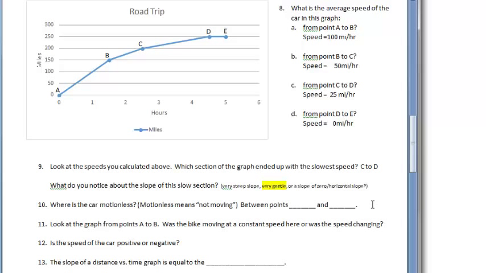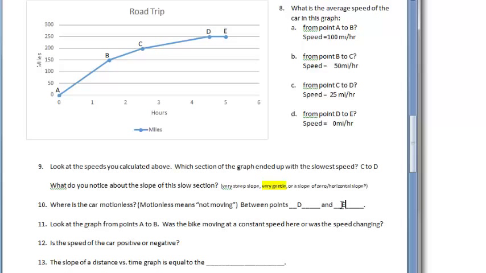The next question asks us where the car was motionless. Motionless means not moving. So look at the graph and find a place where the car was not moving. The distance when a car is not moving would not be changing. Do you see between points D and E how the graph is completely flat? The distance is not changing. That is where it is motionless.